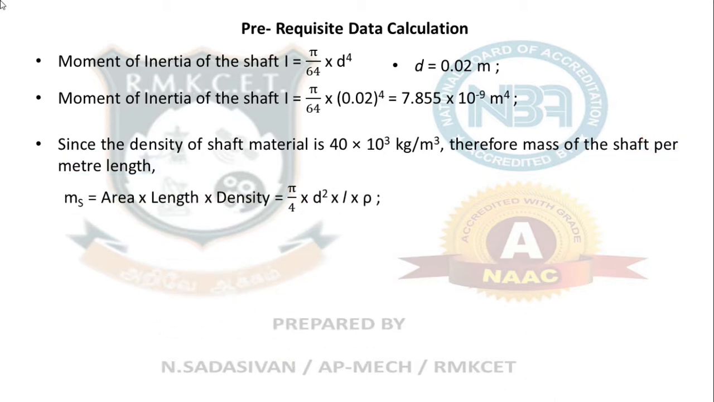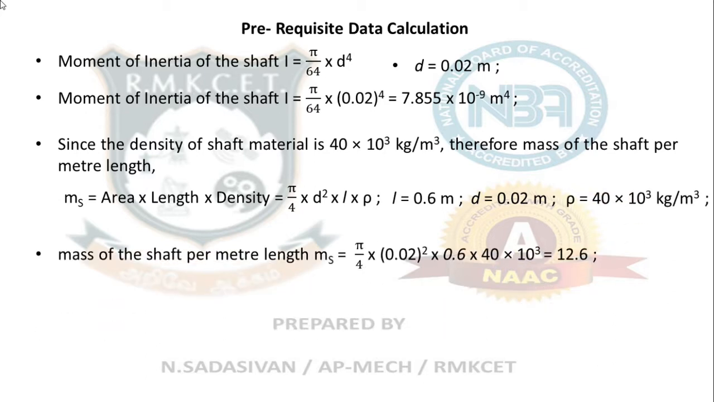How do you calculate? Area into length will give you volume, pi by 4 d square into L. So this is your volume. So volume into density is going to give you mass. Now mass into gravity will give you weight. Very simple. Okay. So these things you all know already. So calculate it. So length is 0.6 meter. D is 0.02 meter. Rho is 40. So here I am going to calculate per meter length. Pi by 4 d square L.